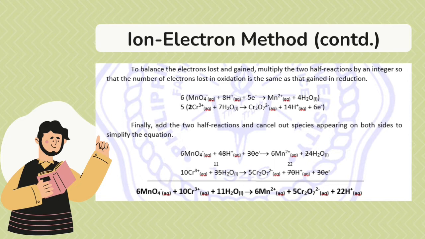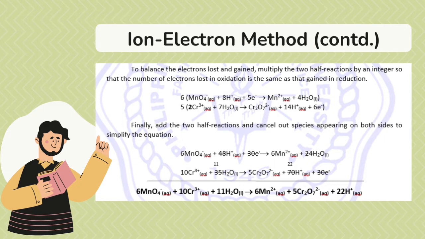So we're going to cancel out first the electrons. Right after that is to simplify like units. So first, let's simplify H2O. The numbers are 24 and then 35. And next, let's simplify the hydrogen ions.